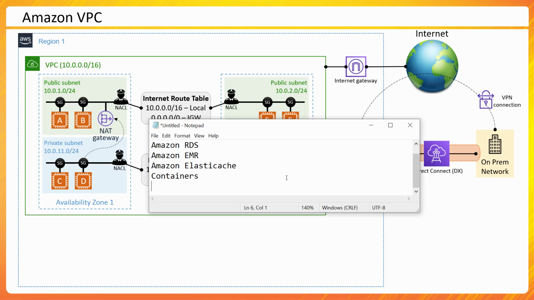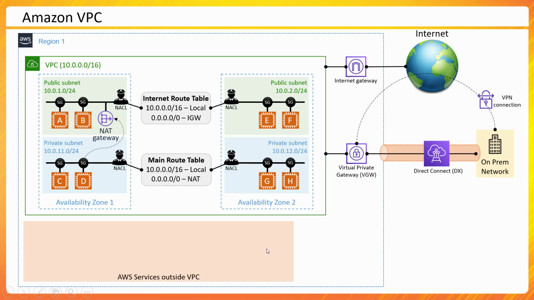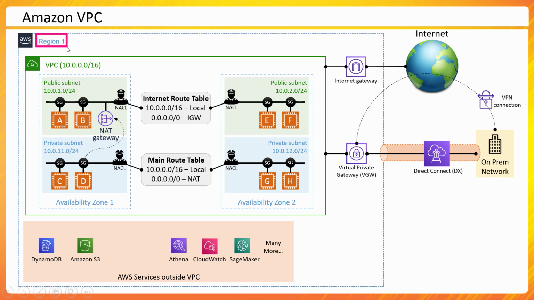On the other hand, services that do not require VPC run outside of VPC, and this list of services is huge. These services include things like Amazon S3, Amazon DynamoDB, CloudWatch, maybe you want to talk to Athena as a service. All these services run outside of VPC. So how would communication happen? Let's see that. So these are my services outside of VPC, which are listed here, some of them. Now, they are still within the same region.